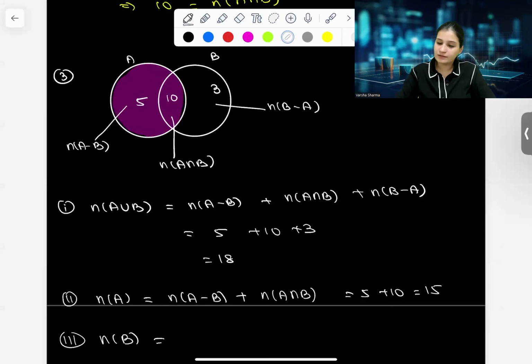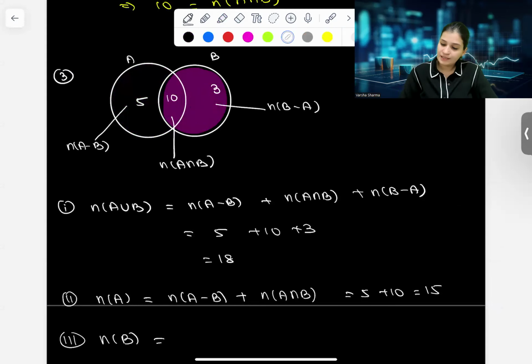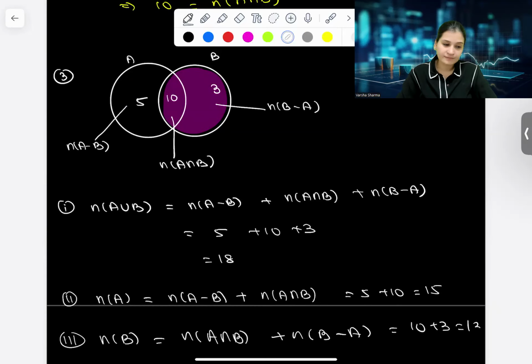Similarly, we can also do it for n of B. N of B will be cardinality of A intersection B plus B minus A. That makes it 10 plus 3, 13. Any doubts?